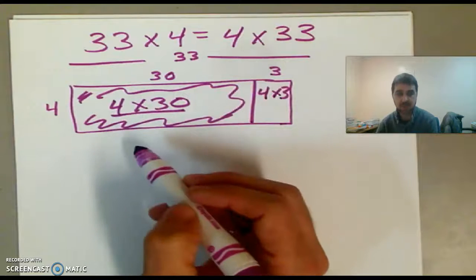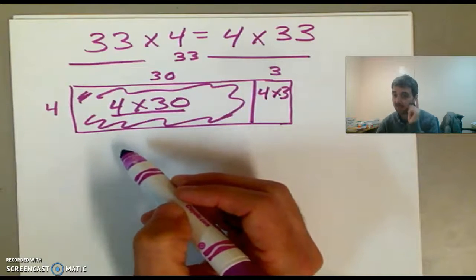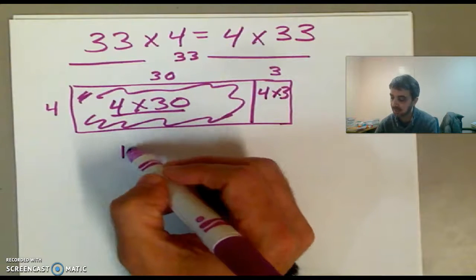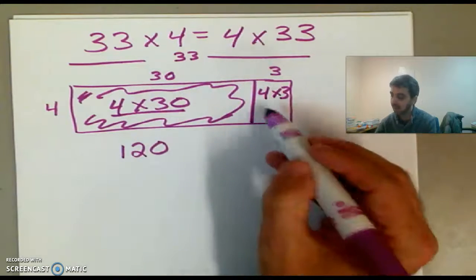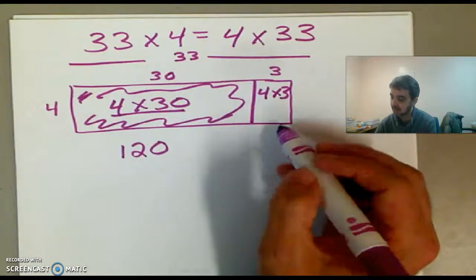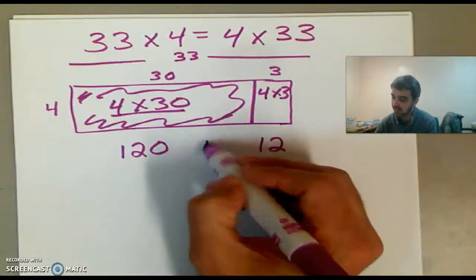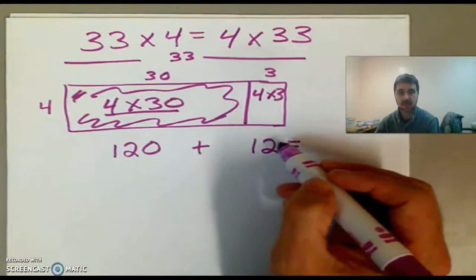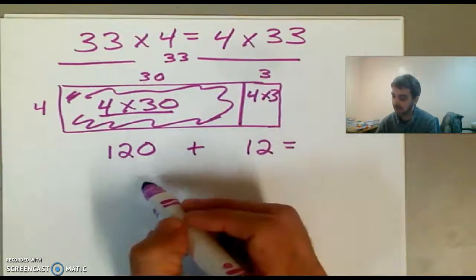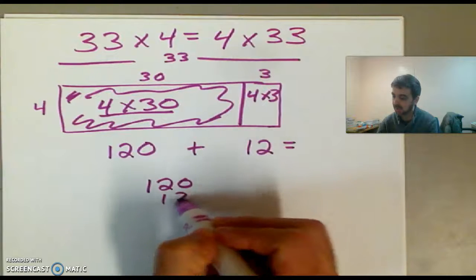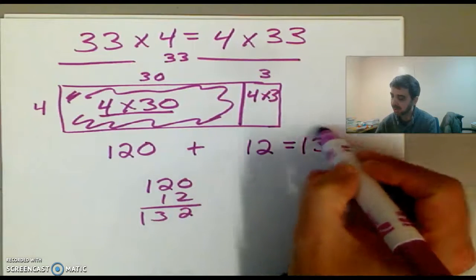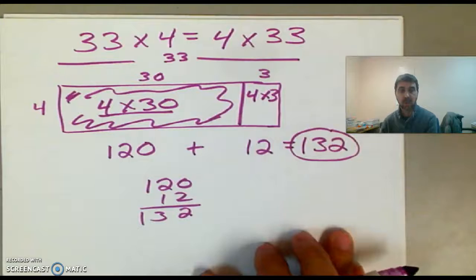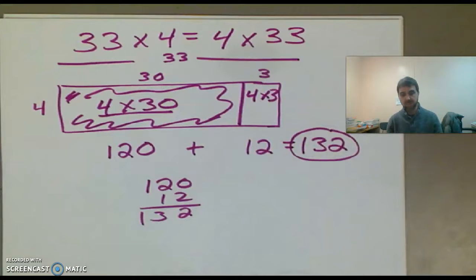So 4 times 30, I'm going to think that's 4 times 3 tens. So 12 tens gives me another 0, 120. And 4 times 3 is just 12. So if I add those up, I get 120 plus 12. If I'm not sure, I can always do this. 132. Okay? So then I'm going to go to the computer to check this.